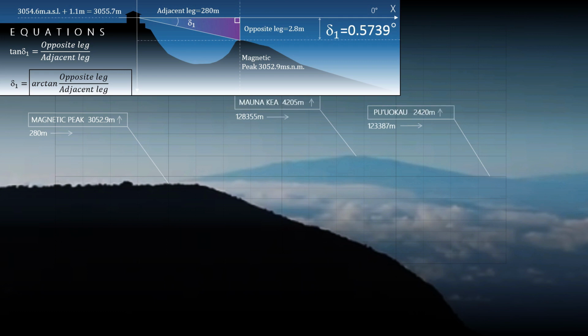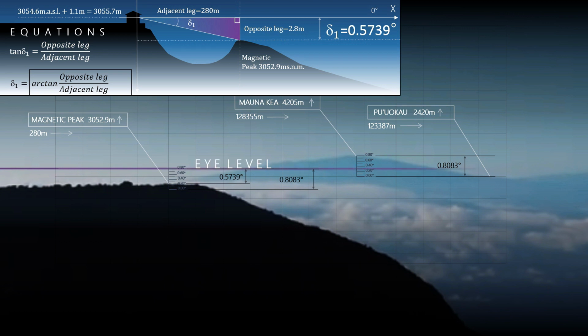We identify the points that offer us the 0.88 degrees scale, and we transport the scale up to magnetic peak. Again we get Mauna Kea 0.518 degrees above eye level as predicted on flat Earth.